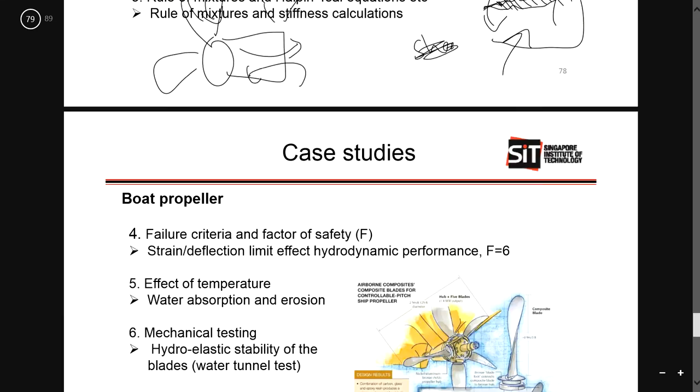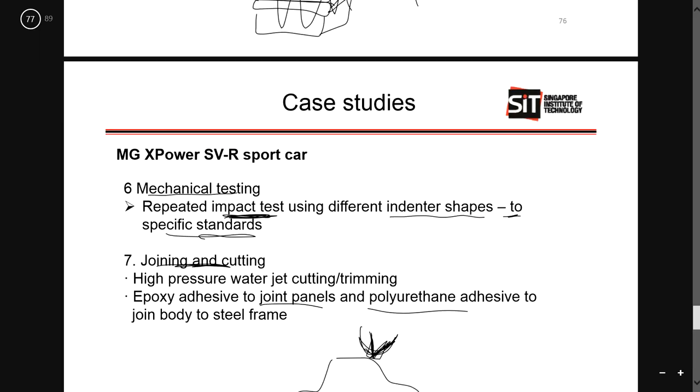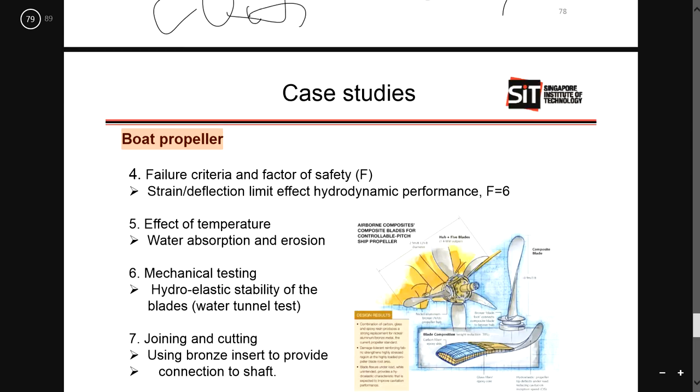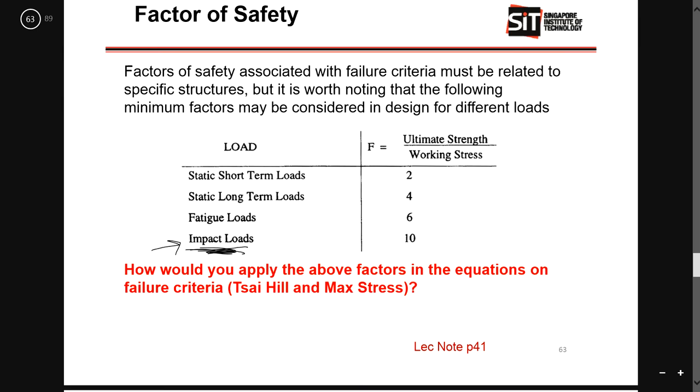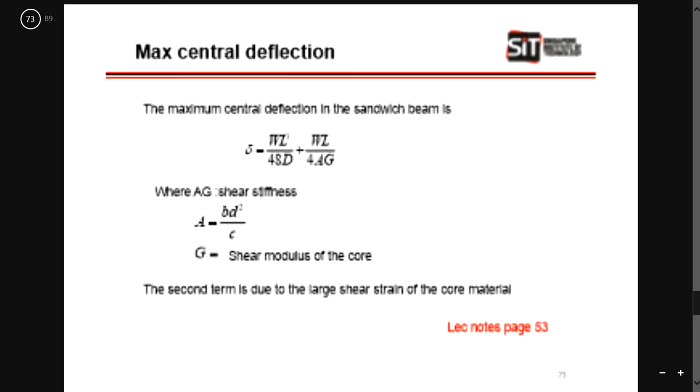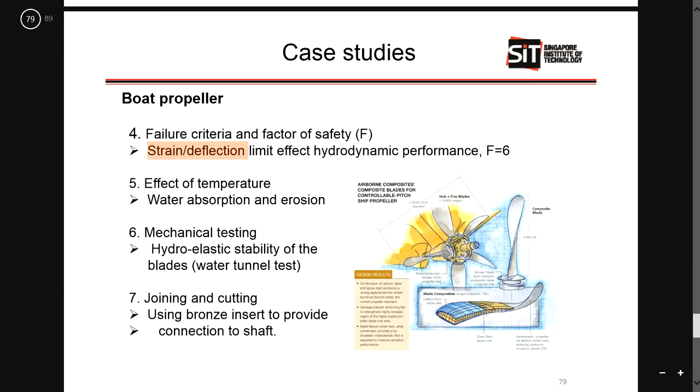Sorry, the impact load is 6. Oh, okay, so it's a strain deflection. This is for the boat propeller. Just now I showed you the one for the car, sorry, my fault. So it's a strain deflection, F equals 6. Therefore it's a fatigue load. Fatigue is more on the cyclic loading type of thing, and therefore it's a factor of 6. You need to take note of that. Because you're constantly turning, it's something like a cyclic loading. It's a fatigue because over a long time you get wear and tear.